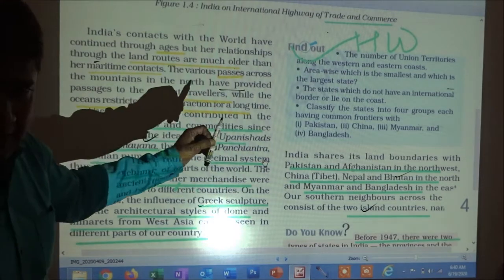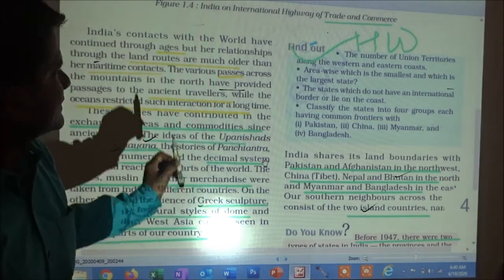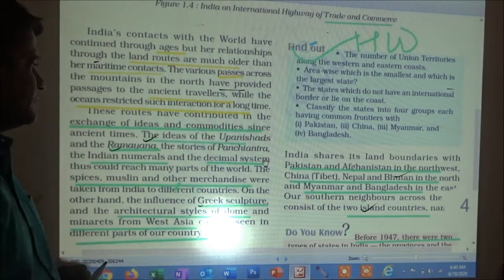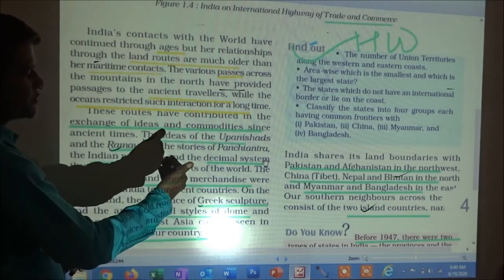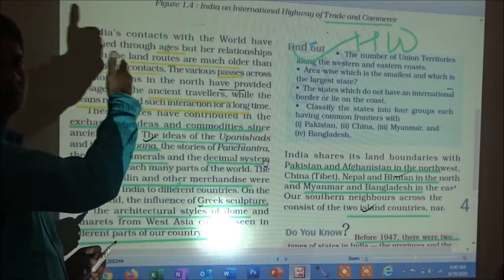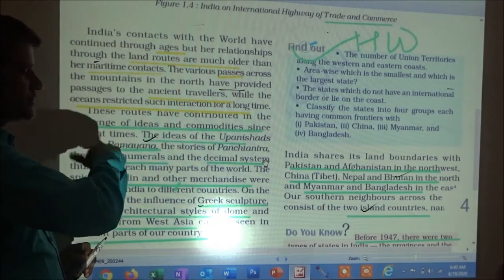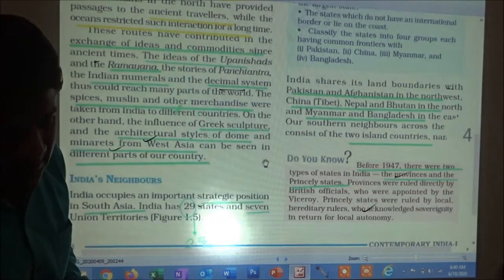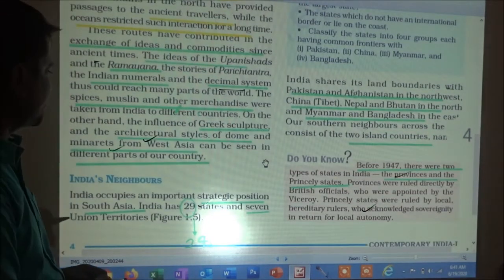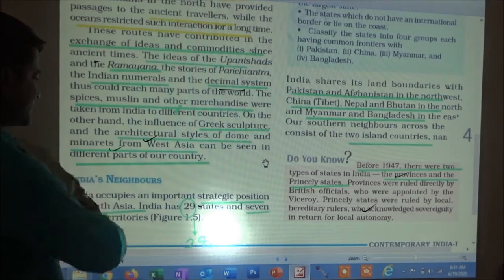So these are the things that India got from different nations of the world, and India also contributed to the making of the world in history. Okay, so these are all the things we discussed. Now we are going to discuss the last subtopic of this chapter, and that is India's neighbors.